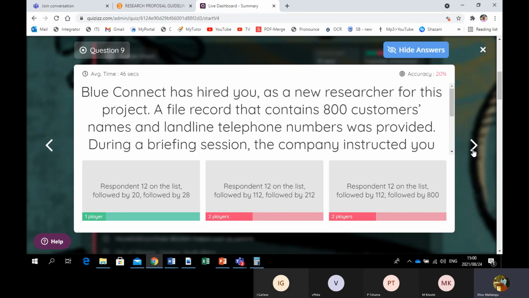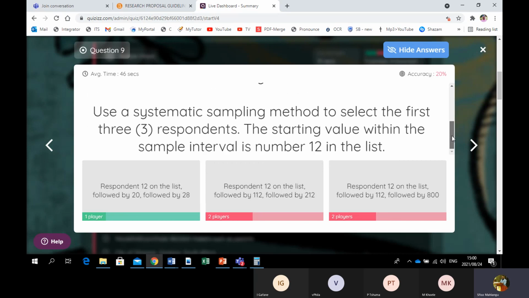And then 20% short accuracy. Here you are supposed to select the first 3 respondents using a systematic method. Remember, a systematic is the one where you calculate the sample interval first. So we're given a starting point, which is number 12. All your answers start with number 12.